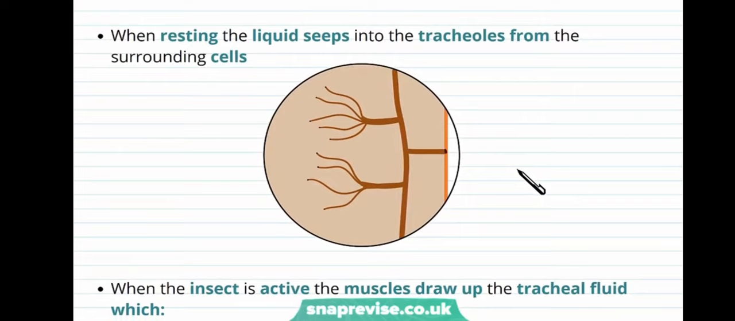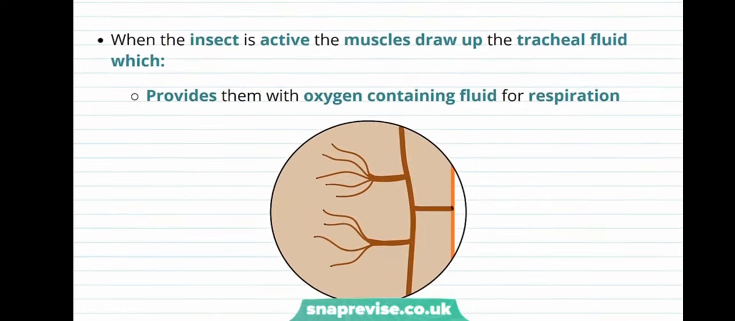So when the insect is resting and it isn't really doing much, the liquid seeps into the tracheoles from the surrounding cells. So at this point the liquid is entering the ends of those tracheoles and lining the airways at the very ends there. When the insect starts doing things and becomes active, the muscles that it's using draw up the fluid into the body away from the airways. And this fluid will have oxygen from the air, and this can then be used by the cells in respiration.